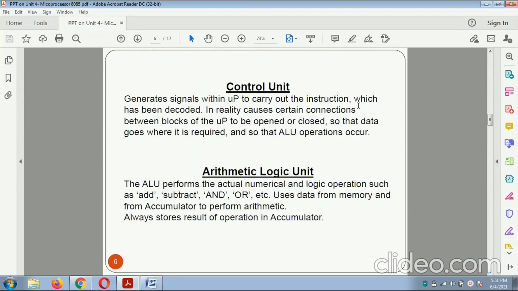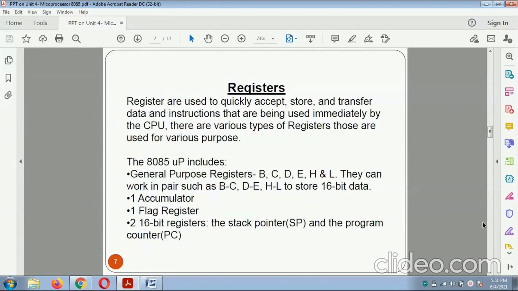The control unit generates signals within the microprocessor to carry out the instruction which has been decoded. It causes certain connections between the blocks of the microprocessor to be open or closed, so that the data goes where it is required and the ALU operates. Arithmetic logic unit: the ALU performs the actual numerical and logical operations such as add, subtract, AND, OR, etc. It uses the data from memory and from the accumulator to perform the arithmetic, and always stores the result of the operation in the accumulator.